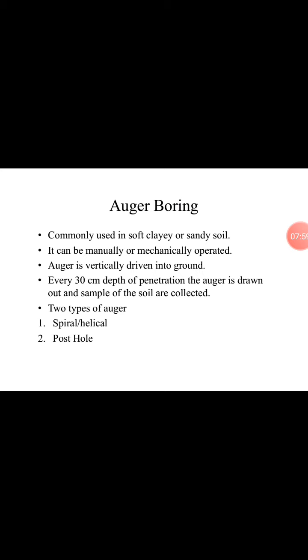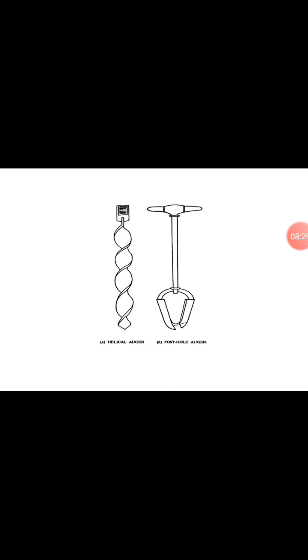It is commonly used in soft clay soil or sandy soil, and it can be manually or mechanically operated. The auger is vertically driven into the ground by rotating its handle and pressing down during the process of rotation. At every 30 centimeter depth of penetration, the auger is drawn out and a sample of the soil is collected. Two types of auger are generally used: first is spiral or helical, and second is post hole. The figure is seen in the next slide, helical auger.